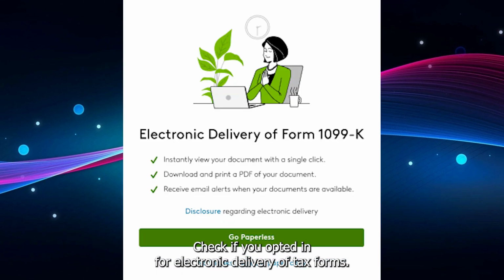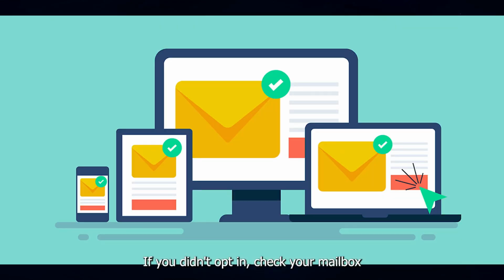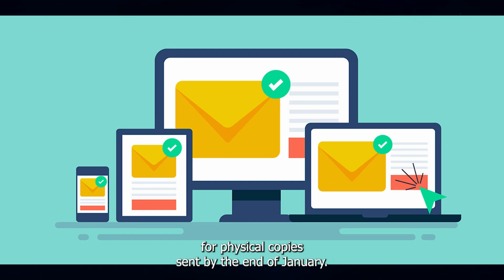Check if you opted in for electronic delivery of tax forms. If you did, look for the option to download your 1099-K form. If you didn't opt in, check your mailbox for a physical copy sent by the end of January.